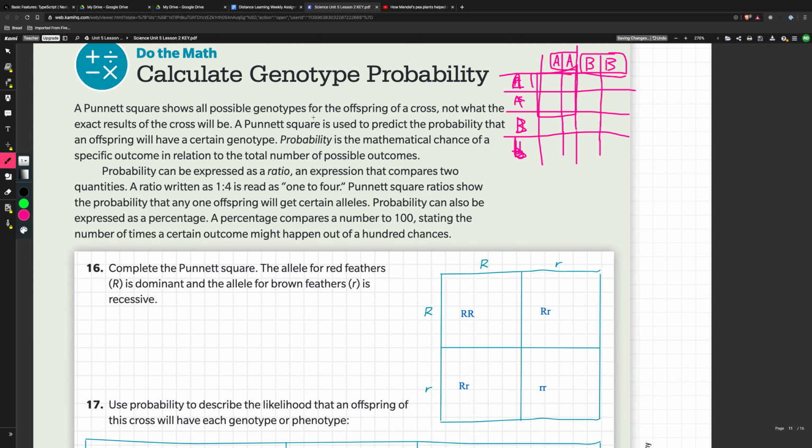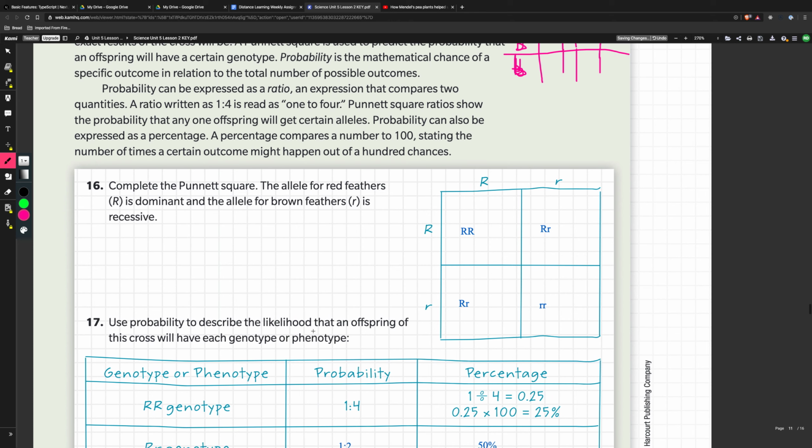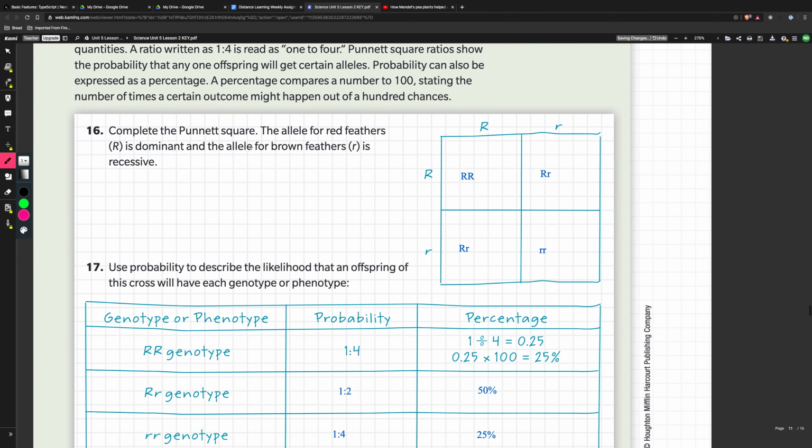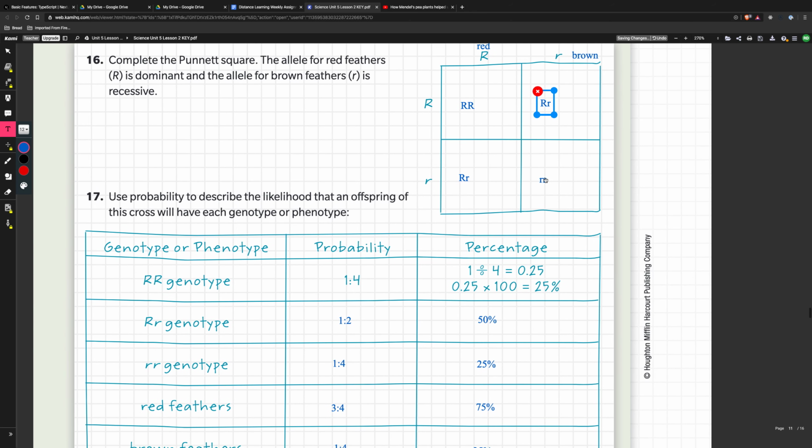And so this says calculate the genotype probability. It actually gives us an example. It says complete the Punnett square. The allele for red feathers, R, is dominant, and the allele for brown feathers, r, is recessive. So the capital R is red, and the lowercase is brown. And so you're just crossing them. A capital R and a capital R would be two capital R's. This one is a capital R and a lowercase r. This one is a lowercase and a lowercase. And then this one is an uppercase and a lowercase. So then you go down here and you can fill this table out.